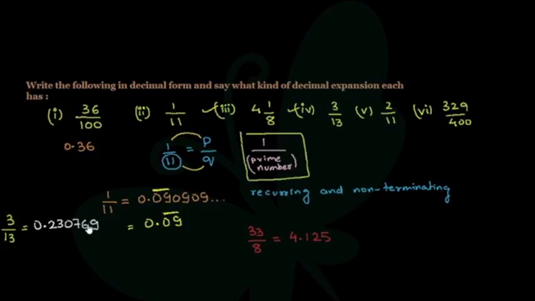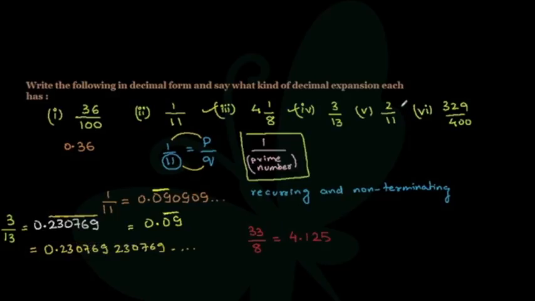Okay, so you will get 0.230769. You will have this block repeating itself. This block has how many digits? 1, 2, 3, 4, 5, 6, 6 digits, which are 230769. So if I write that in the decimal expansion form, you will have 0.230769230769, and so on. It will continue like this, with this block repeating itself. I hope you got that.